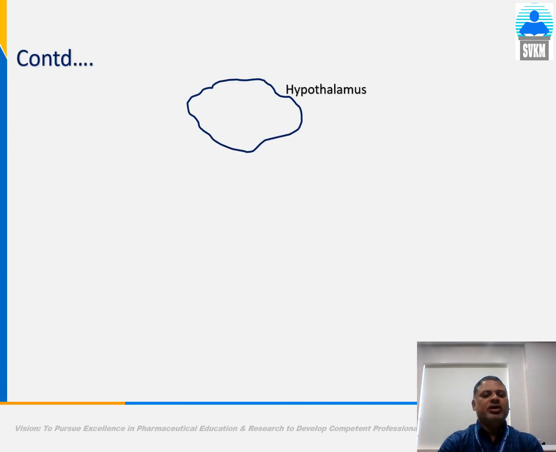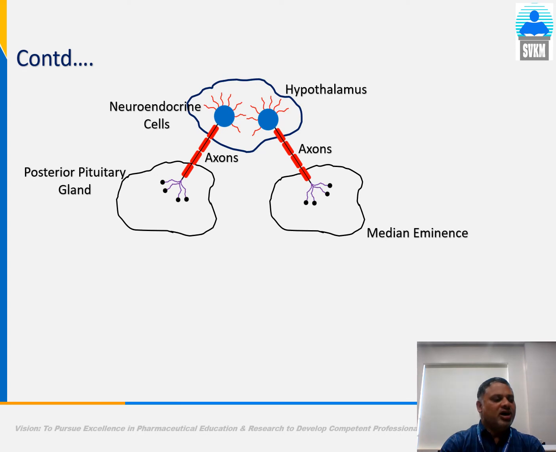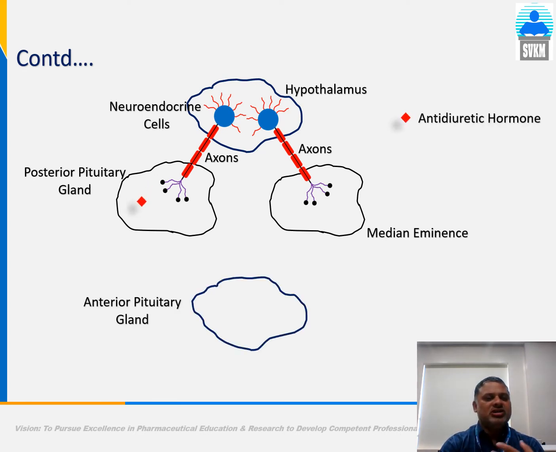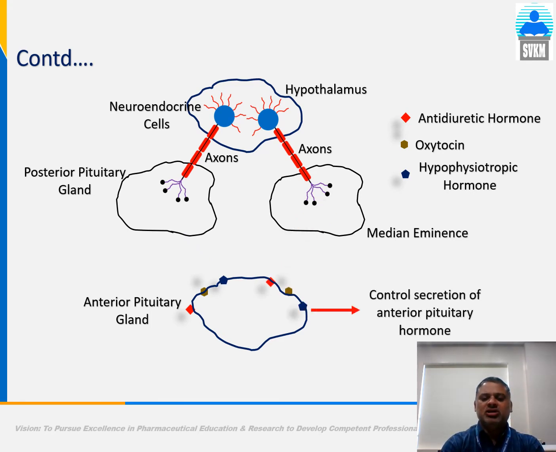Now there are some neuroendocrine cells. These are located particularly in the hypothalamus, and these neuroendocrine cells have their axons particularly in the posterior pituitary gland or the median eminence, and from there they secrete some kind of hormones, particularly acting on the anterior pituitary gland. Examples of these hormones are antidiuretic hormone, oxytocin, and hypophysiotropic hormones. Basically these hormones control the secretion of the anterior pituitary hormones.